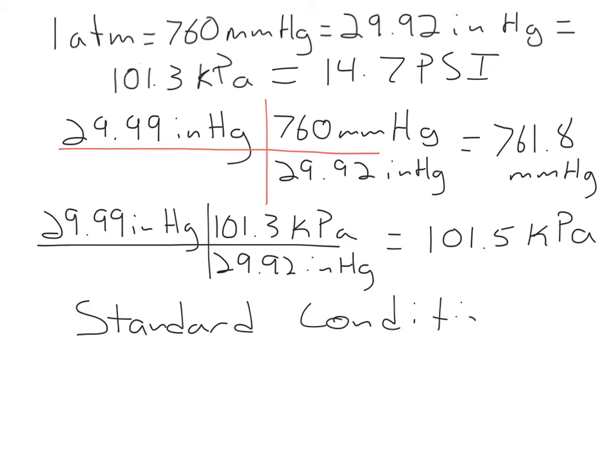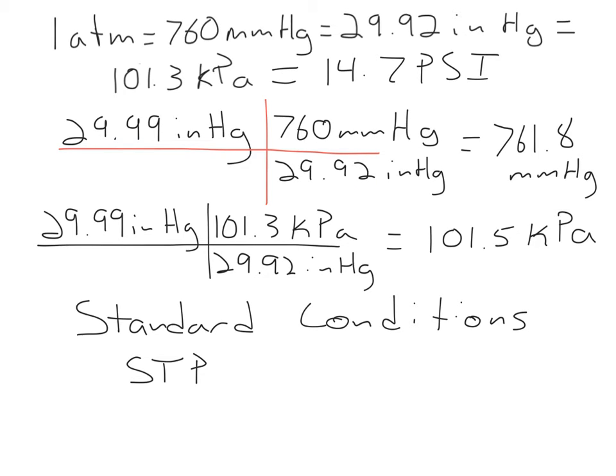standard conditions is STP, standard temperature and pressure, and standard pressure is any of these values up here. They're all the same pressure, okay? They're just expressed differently with different units. So 1 atm, 760 millimeters of mercury, they're all the same thing. The pressure doesn't change between them.